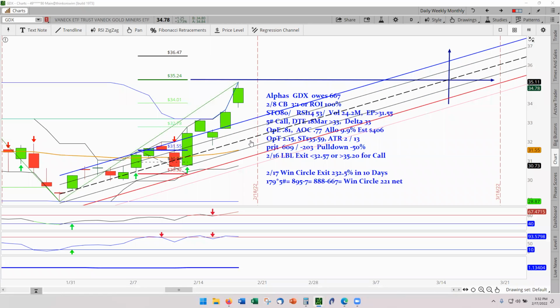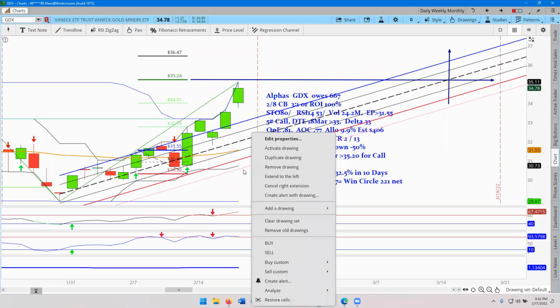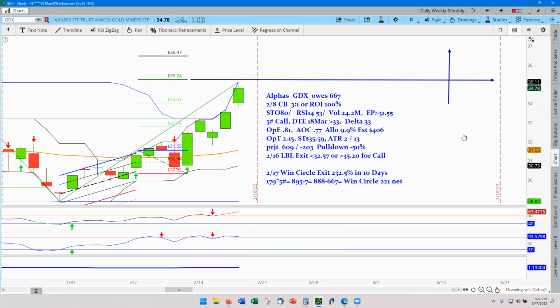I'm going to turn off the extension here so that we can read the text a lot easier. We come here and cancel right extension. There it is. So GDX owed us 667. We got in with a channel breakout on the 8/28, and stochastic was running at 80, and RSI was at 53, with 22.2 million in shares. Our entry was 31.55 with 5 contracts, and the call with expiration of March.